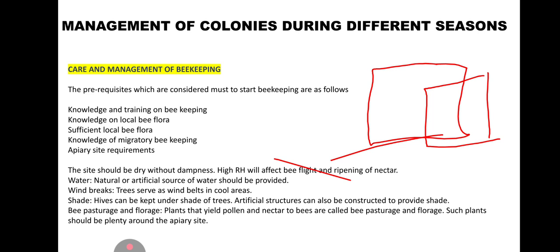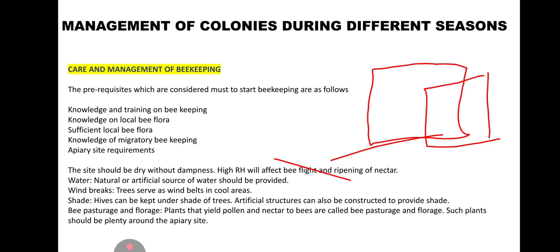The site should be dry without dampness. High relative humidity is always required, or else it will affect the flight and ripening of nectar. Water, a natural or artificial source of water, is required. Wind breaks are needed to avoid cool air and excess air. Then shade for keeping the beehives cool. Then bee pasturage and florage.